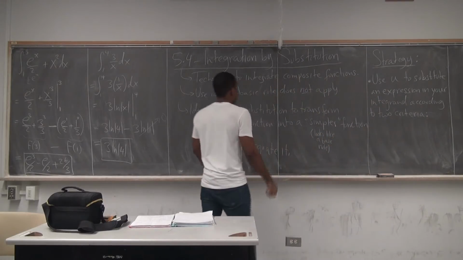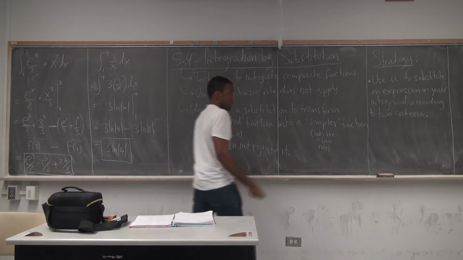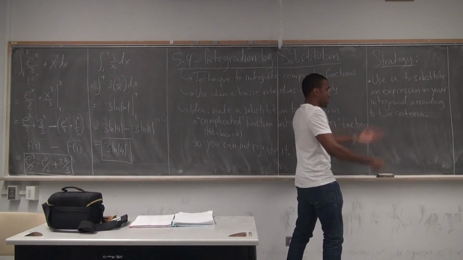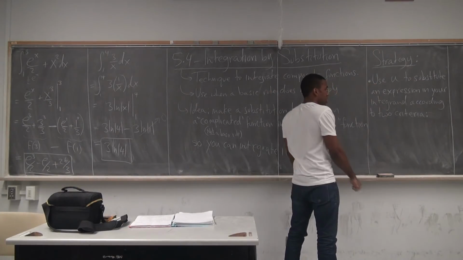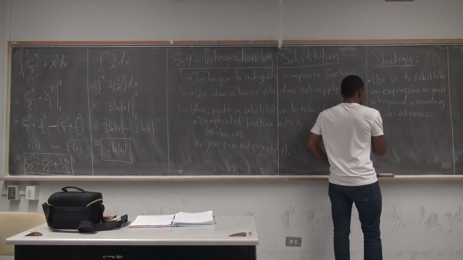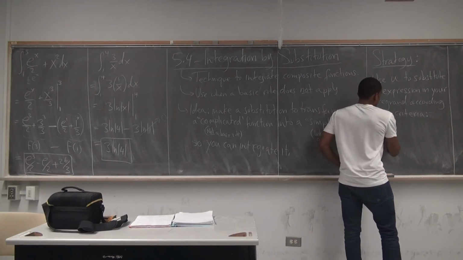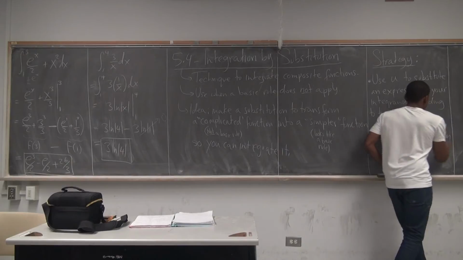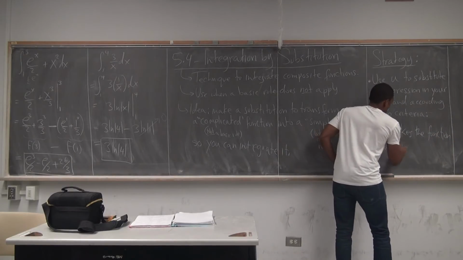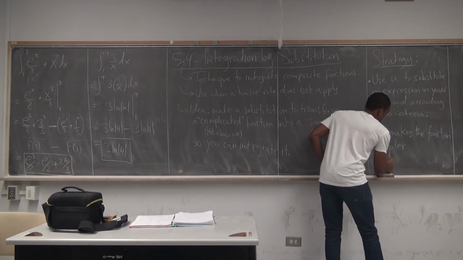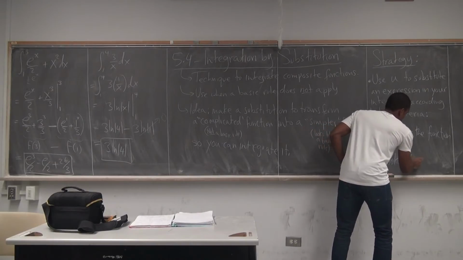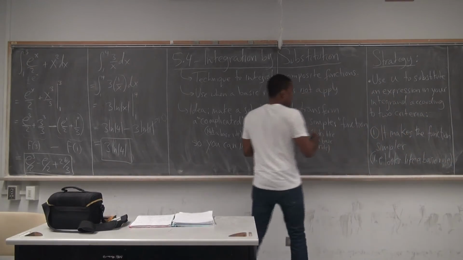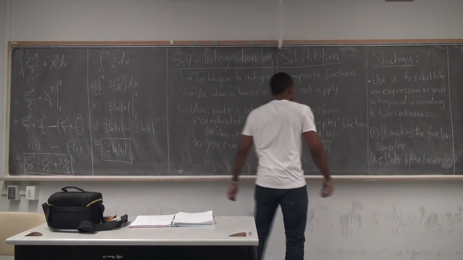So you're faced with a random integral. A basic rule doesn't work. So in 205, the only other option is integration by substitution. You're going to use u to substitute an expression in your integrand according to two criteria. These are very important that they are fulfilled. One, it makes the function simpler, i.e., looks like a basic rule. So you're going to try to swap something out for the variable u that allows the function to look like a basic rule. That's the first thing.